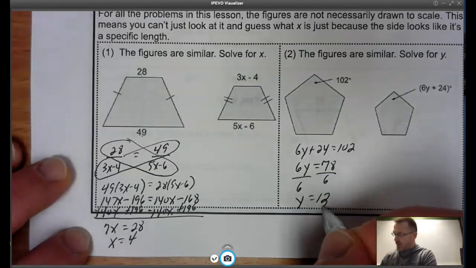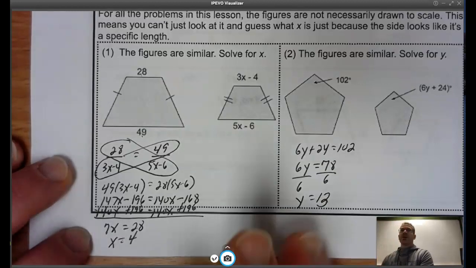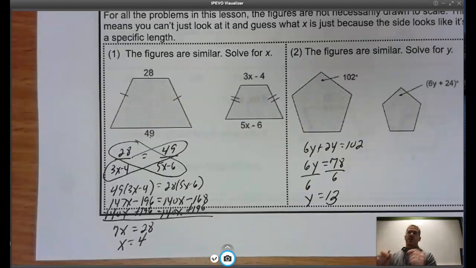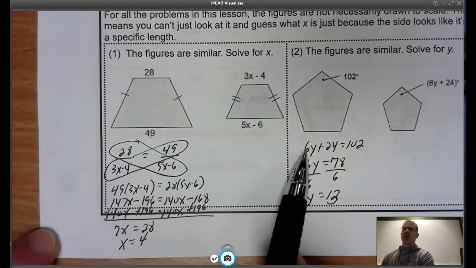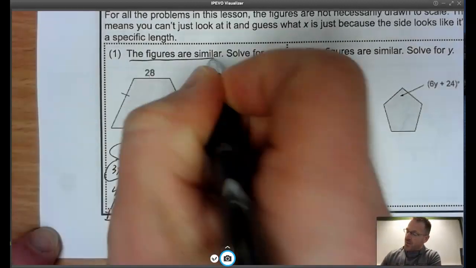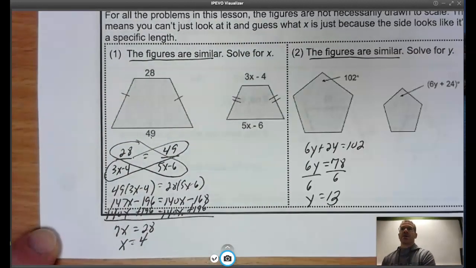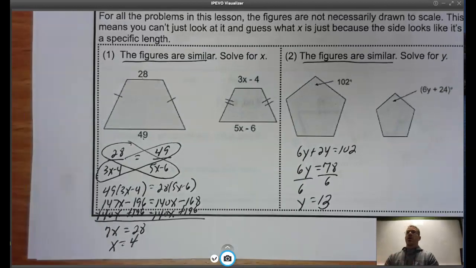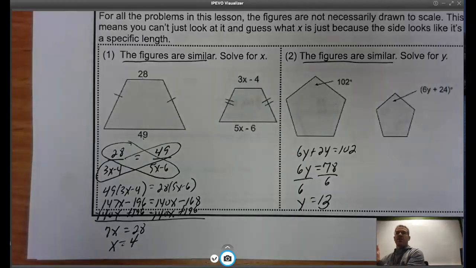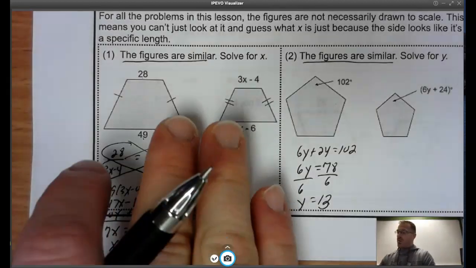13, sorry, 13. All right, so it's very, very important that you know that the figures are similar, because I cannot set up either one of these relationships without this information first. Very, very important. And then once you know they're similar, are you dealing with sides? That's one relationship, proportional. If I'm dealing with angles, that's another relationship, and that's congruent. All right, let's look at one more problem together.